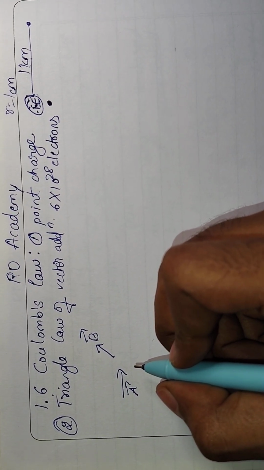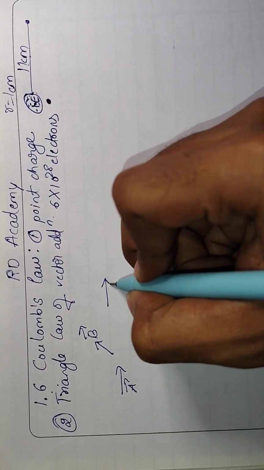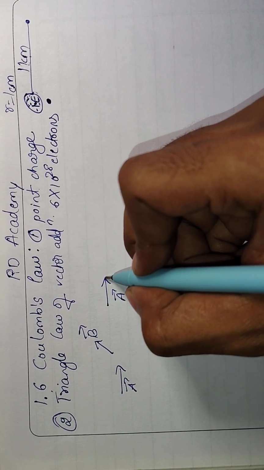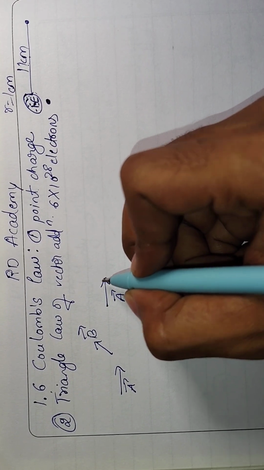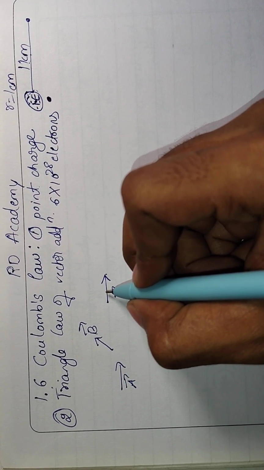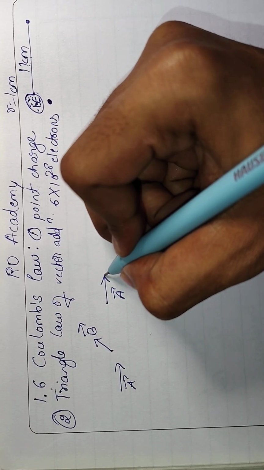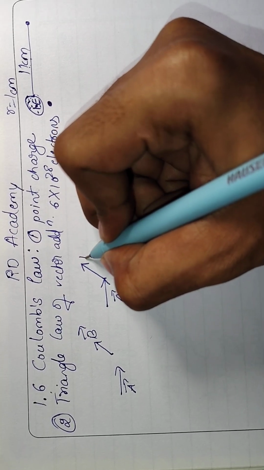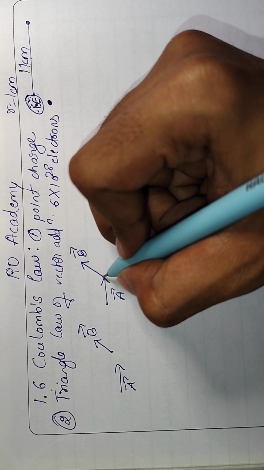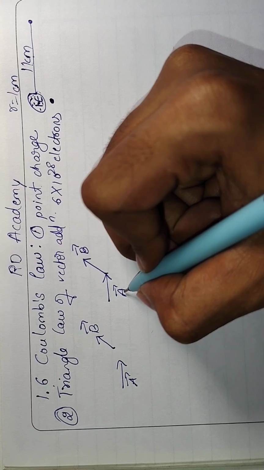The triangle law of vector addition tells you that you take the first vector and align it here. This is the tail end of the first vector, this is the head end. Now take the second vector and align it with the first vector in such a way that the tail end of the second vector is exactly coinciding with the head end of the first vector. The second vector is B vector. The tail of the B vector should be coincident with the head of the first vector, that is A vector.